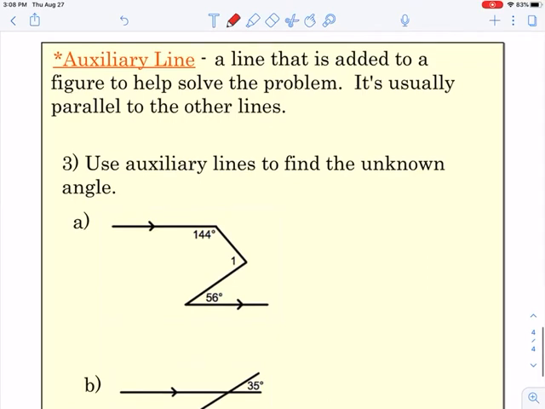And then we have something called an auxiliary line. An auxiliary line is a line that is added to a figure to help solve the problem. It's usually parallel to other lines. So we have two different examples here. All I'm going to do is draw in more lines that are going to help me find the measures of other angles.